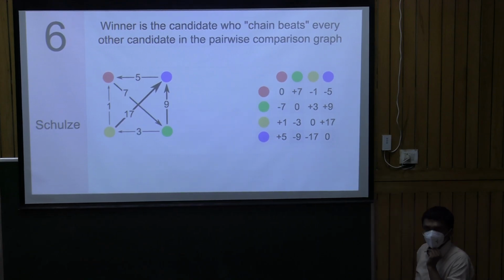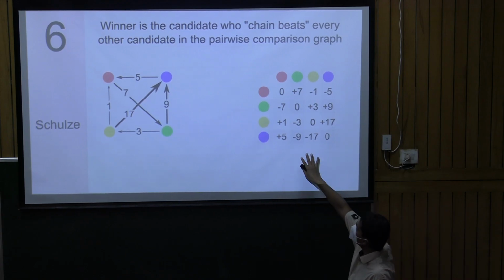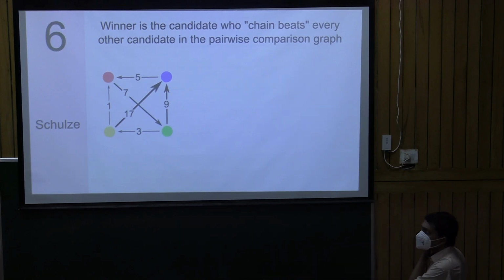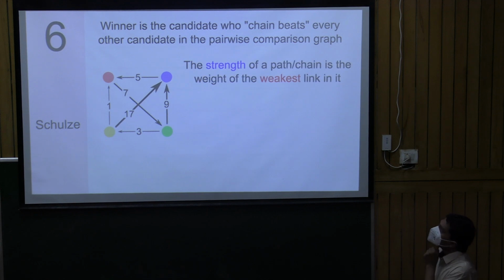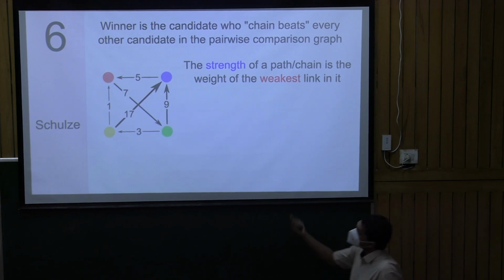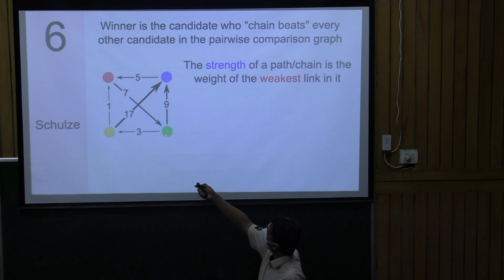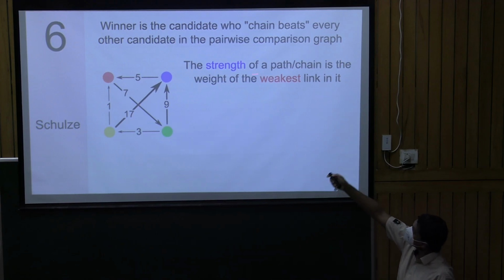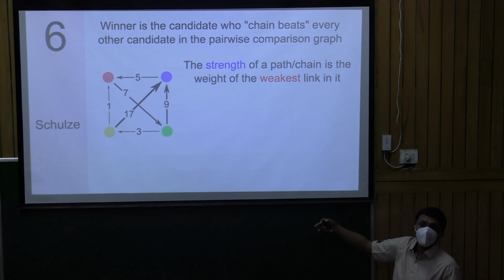Questions? So I started with the rankings, I computed the matrix, and I drew a graph. Let me forget about this. Now I'm going to define something called the strength of a path. What is a path? A path from say green to blue would be like green to yellow and yellow to blue. That's a path in a graph. I'm going to define the strength of this path as the weight of the weakest edge or weakest link in that path.